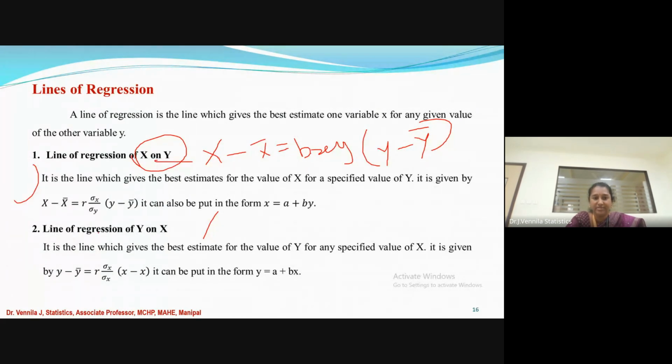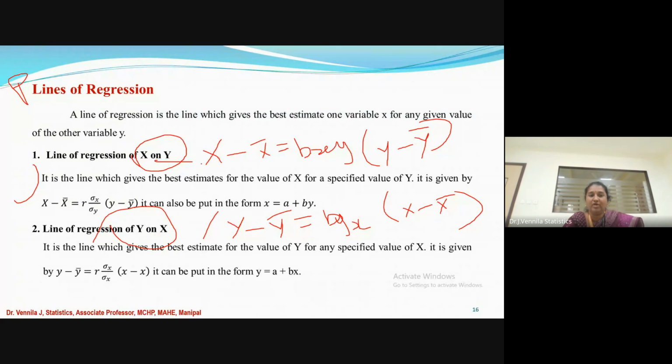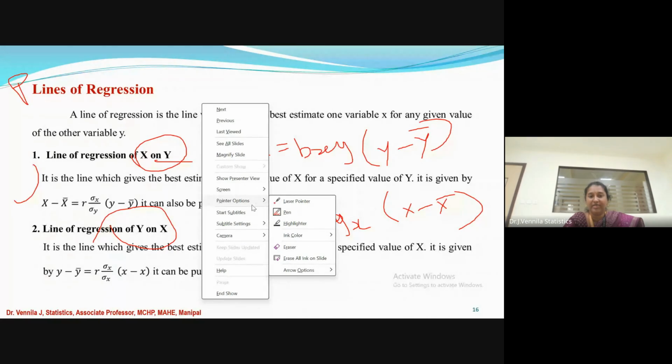The next formula is the line of regression of y on x. Here we give the importance to y: y minus y bar is equal to byx, the coefficient, into x minus x bar. You can always remember that when the variable being predicted is x, the line starts with x. When it is y, it is called y on x and it starts with y. This is the formula for the two regression lines.